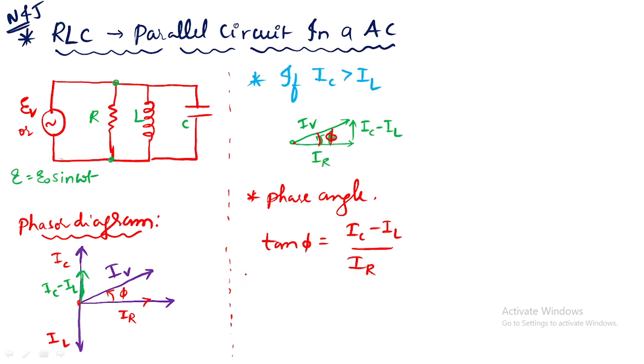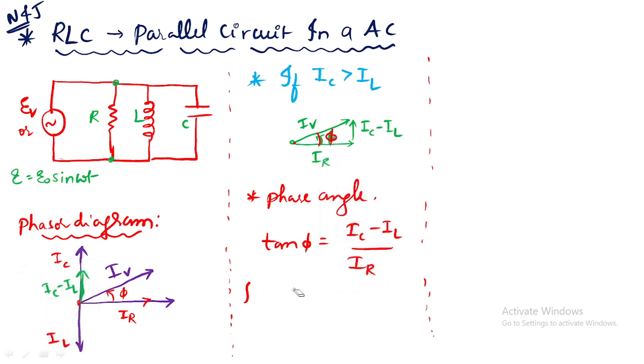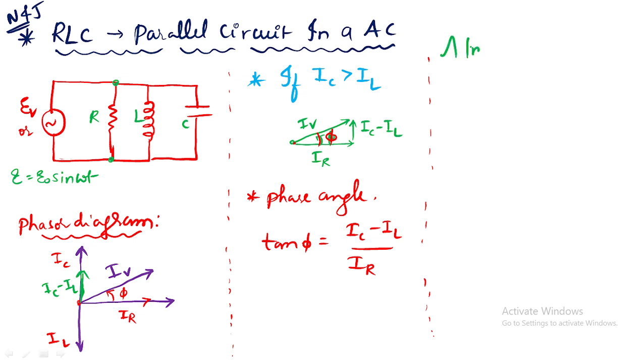Next, power factor. But instead of power factor, I will first do a few other things. Admittance. What is it I want to find now? Admittance, denoted with Y. Admittance is nothing but, how can I write it?